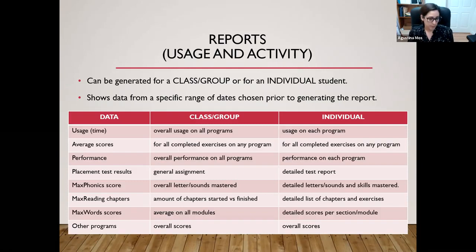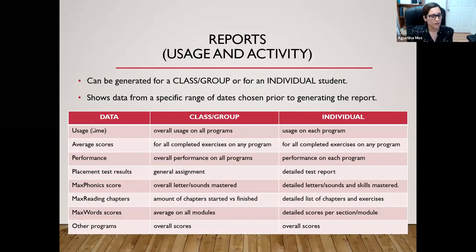And then once the report is generated, these are the types of data points that you'll be able to pull up from it. Remember, this is the usage and activity reports. So the first column that I listed here is the type of information. The second column is what type of information will be shown for your class. And the third column is what type of information will be shown on the individual student's report.